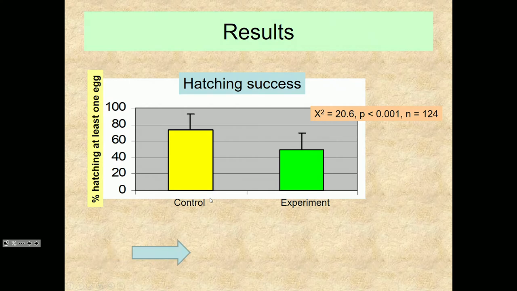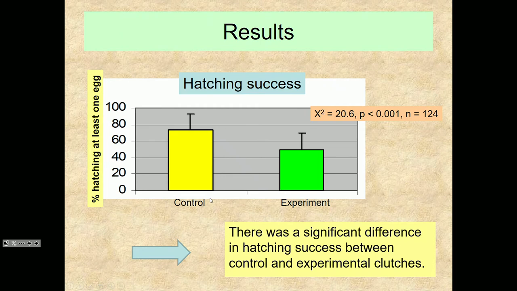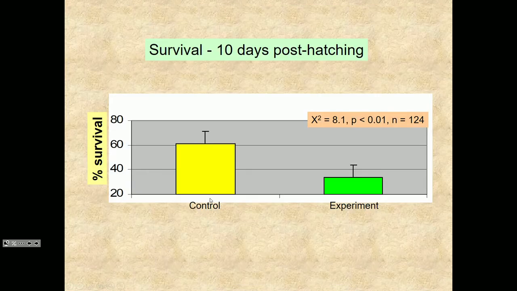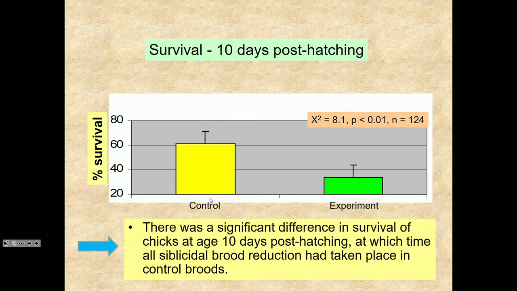So in this first study, we saw that the controls, where we hadn't removed any eggs, had a higher hatching success than the experimental ones. So basically this showed a significant difference in hatching success between control and experimental clutches. And remember we said we followed the brood until the young were at least 60 days old. First we checked them at 10 days post-hatching. There was an even more significant effect between these two experimental treatments, so that survival was higher 10 days post-hatching. And at this time, most of the brood reduction had taken place in most of the broods.